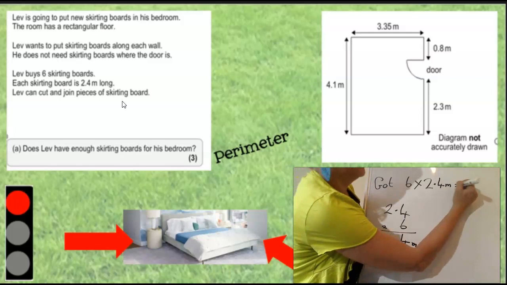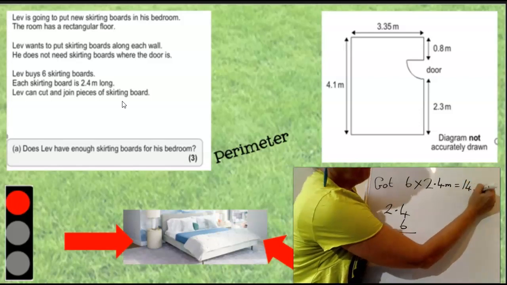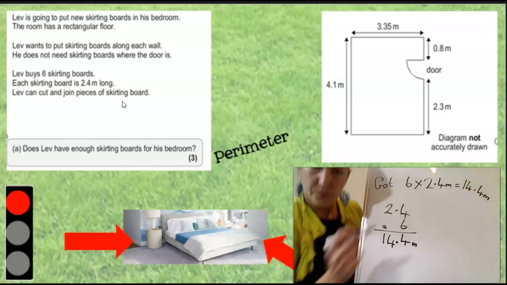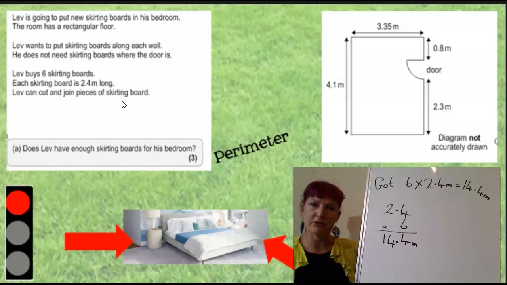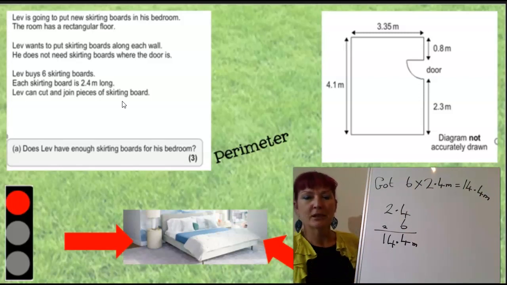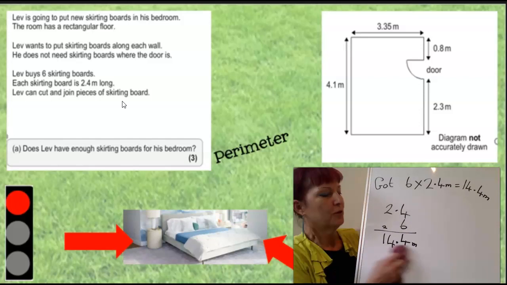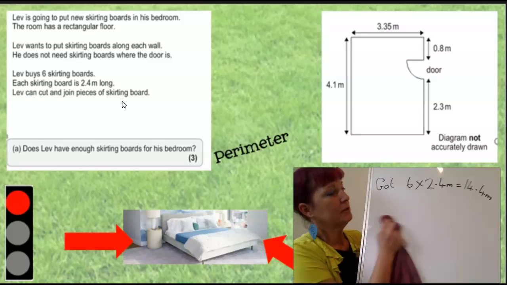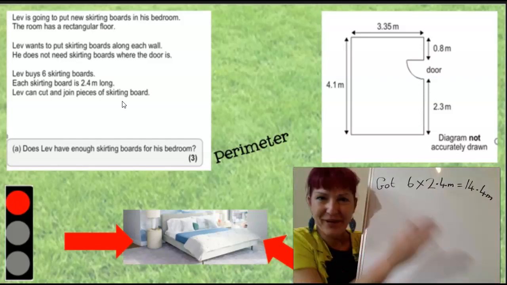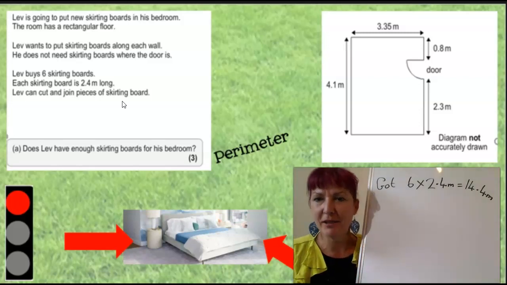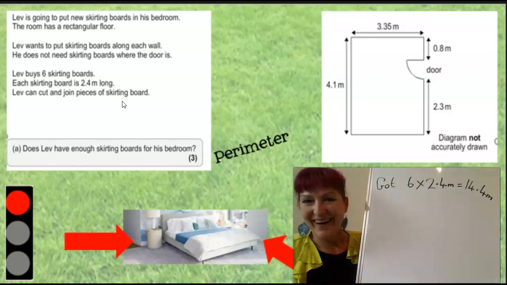I'm going to write that up there. Equals 14.4 meters. If you rounded that to the nearest whole meter, what would you get? 14, because it hasn't hit that 5 yet, the medium one. Now I'm going to look at what I need.